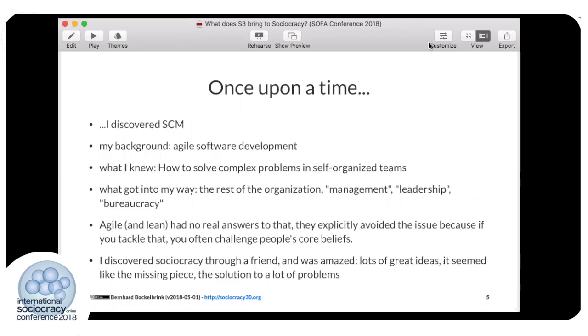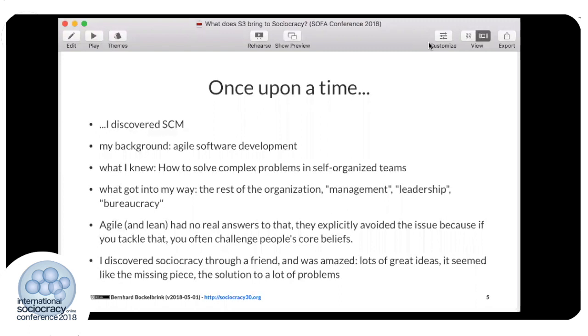Let me tell you a story of how I discovered sociocracy and how we found what Sociocracy 3.0 is. About 4 years ago, I discovered the sociocratic circle method. My background then, I was in agile software development, as a coach, as a CTO, as a developer. And what I knew is how to solve complex problems in self-organized teams. But what always got in my way was things like management, leadership, bureaucracy, the organization basically.